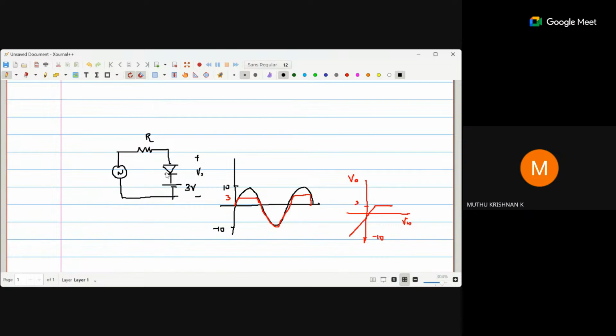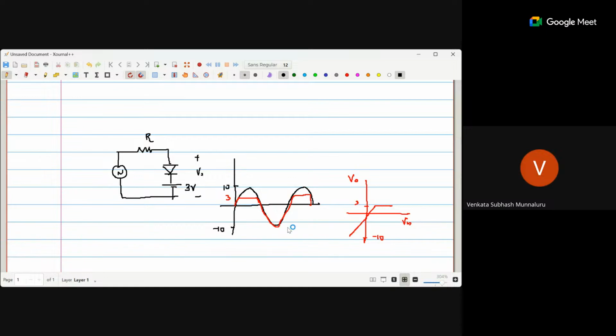So if the input goes above 3 volts, the diode will be forward biased and it starts conducting, right? So all that time the output is 3 volts. Correct. When the diode is not in forward bias, that is, in reverse bias, it will act as an open circuit.